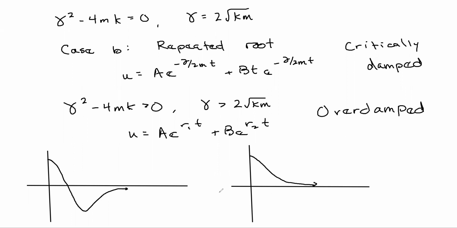So those are the possibilities depending upon the damping relative to, and to be clear about this, this is the damping relative to the spring and the mass. So this is giving you a formula that relates those three quantities. So that's really cool. That's a really cool result, I think.